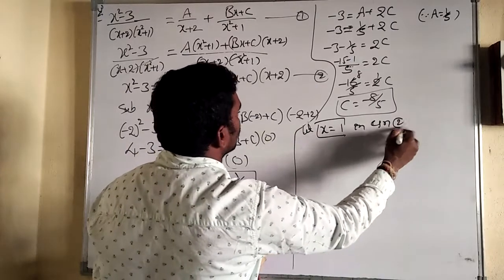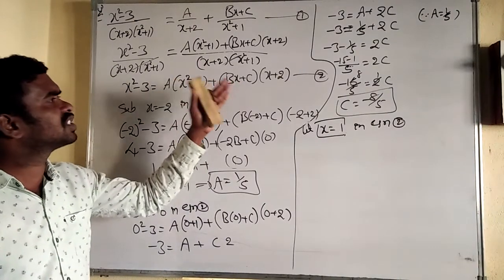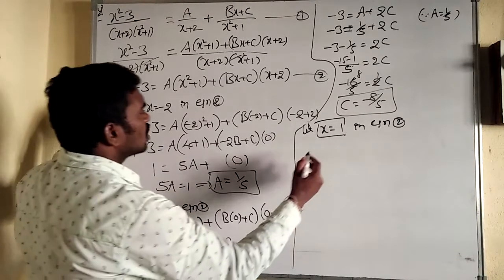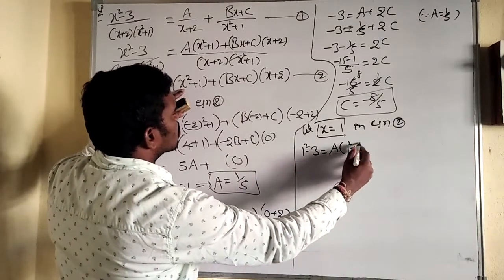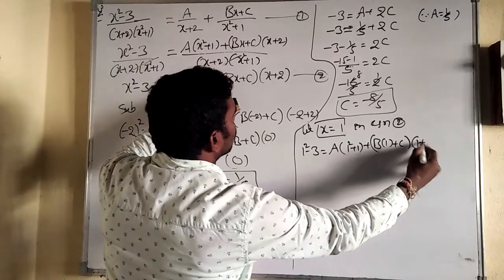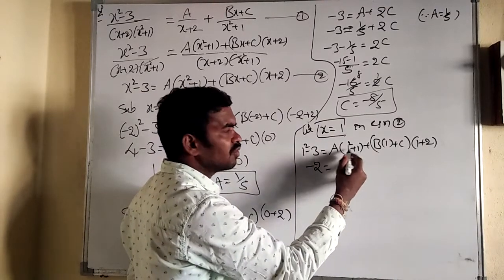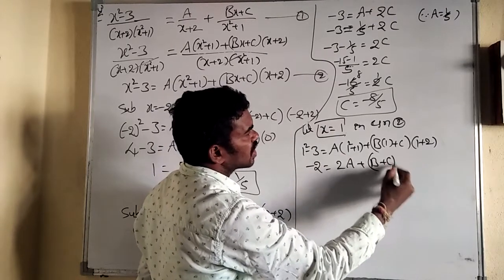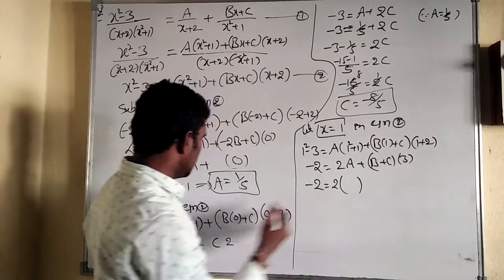In equation 2, always we should do something about equation 2. From equation 2, finding values one by one, we can get all a, b, c values. So then it becomes what? 1 square minus 3 is equal to a into 1 square plus 1, plus b into 1, plus c into 1 plus 2. So 1 square means 1. 1 minus 3 is minus 2, is equal to a into 1 square is 1 plus 1, 2, so it becomes 2a, b into 1 is b, plus c into 3.